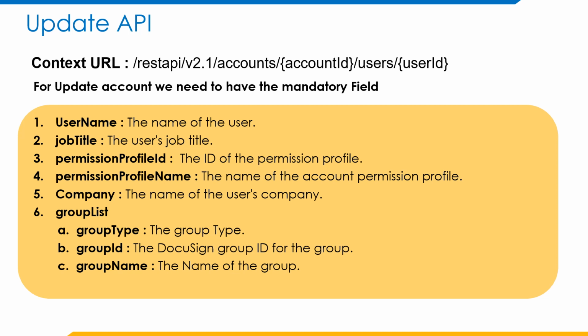In this update API, for the context URL we will be adding the user ID. The user ID specifies which user needs to be updated. For updating the user, we need some mandatory fields where we will be updating the username, the job title, the permission profile ID and permission profile name, the company, and the group list where the user can add the different groups he can update.